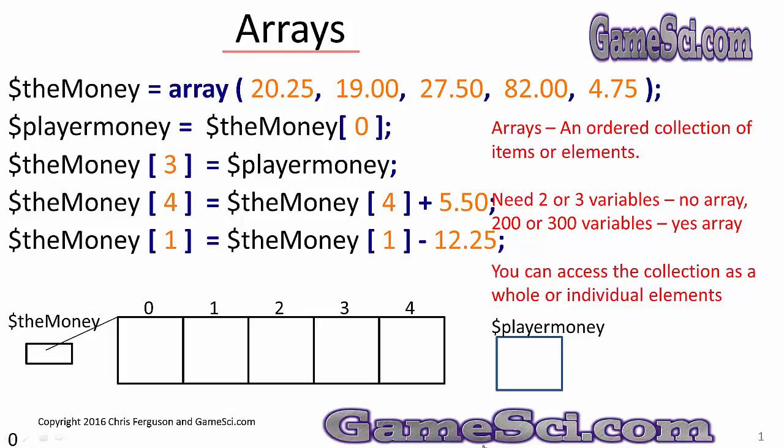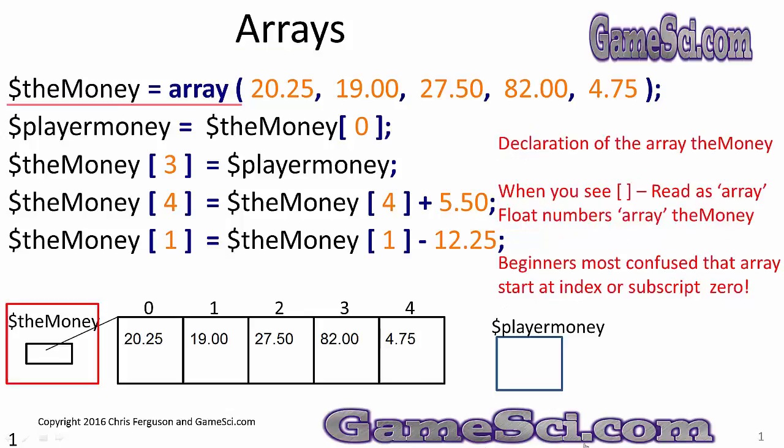You can access the collection as a whole by using just the variable name, or you can access the individual elements using these square brackets that you can see here in the code. This is a declaration of the array called the money. In PHP, it's pretty obvious when I'm creating an array because we use the keyword array. That's pretty clear to me that the money is an array.